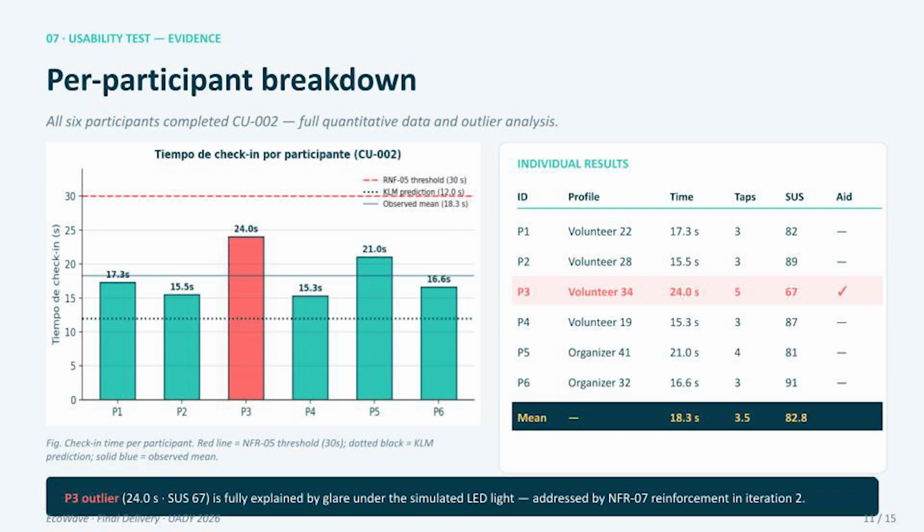Here we can see the per participant breakdown. The bar chart on the left shows check-in time per participant against the KLM prediction in black dotted line and the non-functional requirement threshold in red. The table on the right is the full per participant breakdown: time, taps, SUS, and whether they needed any help.